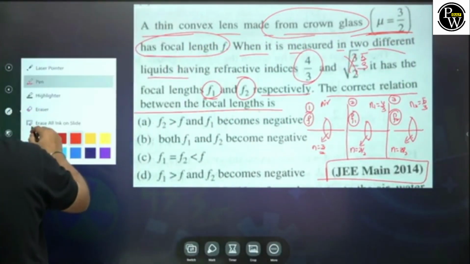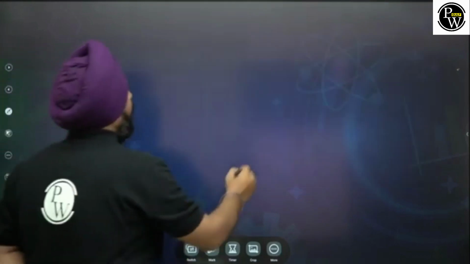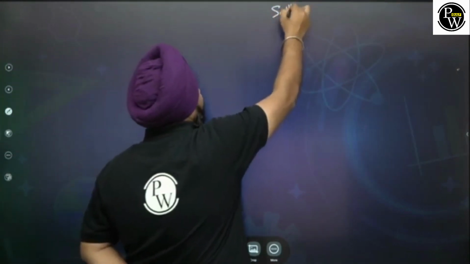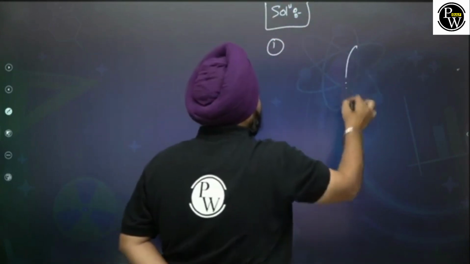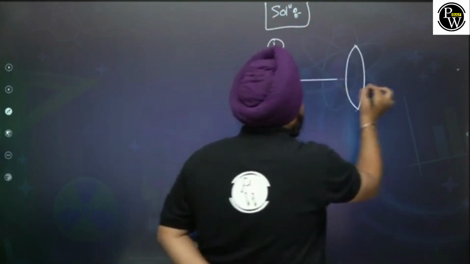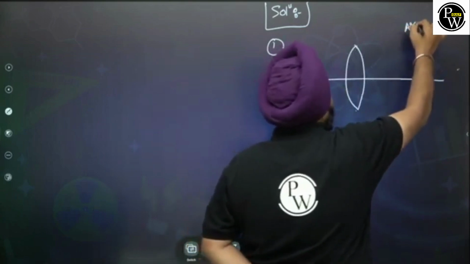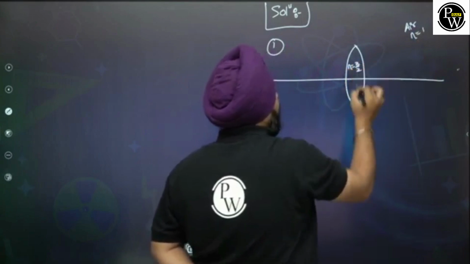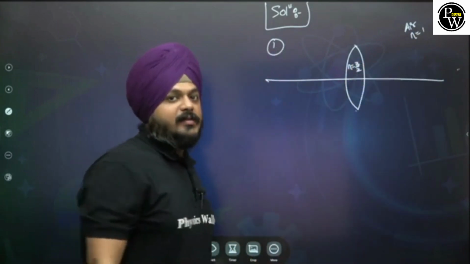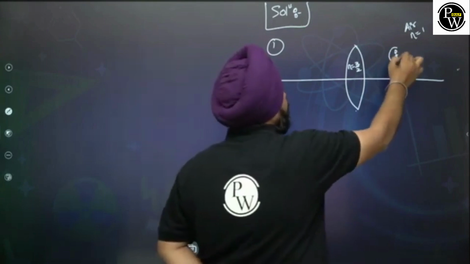Okay, so I think we should discuss the solution here only. In the solution we are going to compare the three different cases. The first case, when the lens is kept in air, the refractive index of the air is 1, the refractive index of the lens is 3 by 2. In this case, the focal length is going to be f.